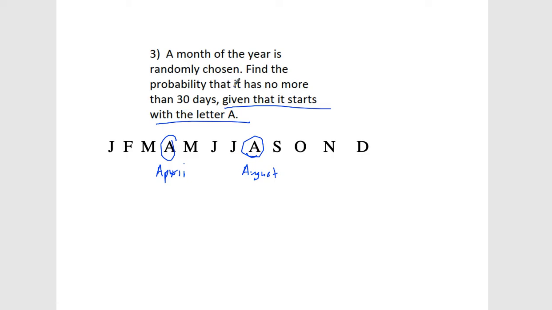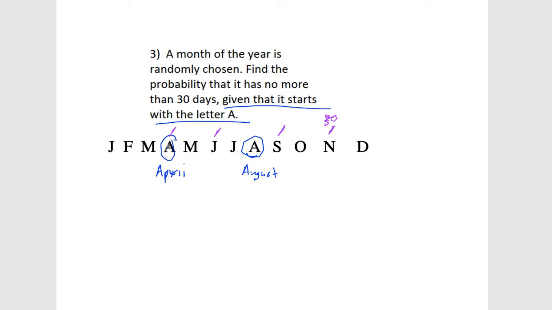Okay, we want the probability that it has no more than 30 days. So we want the probability that it has 30 days or fewer. Well, the little saying, 30 days has September. So the ones with 30 days are: 30 days have September, April, June, and November. These are our 30-day ones. Everything else has 31 except for February, which has 28.